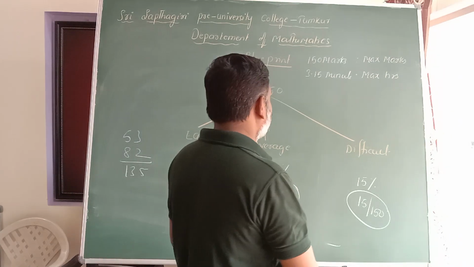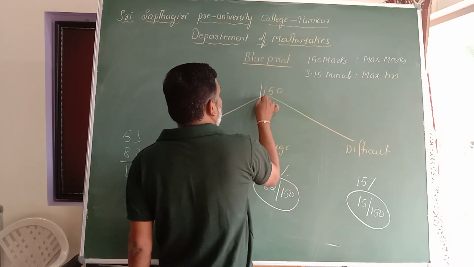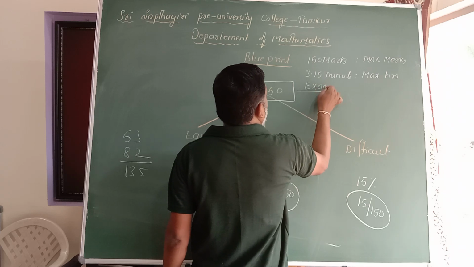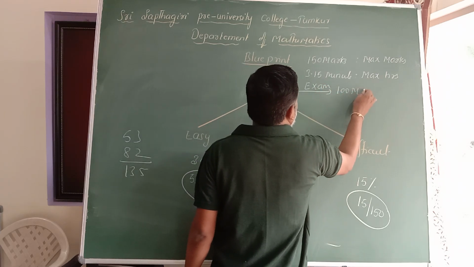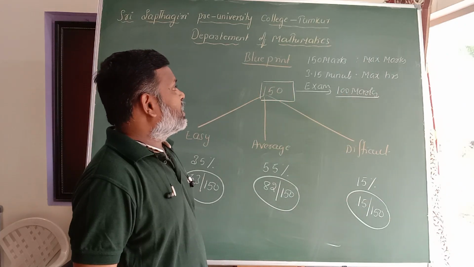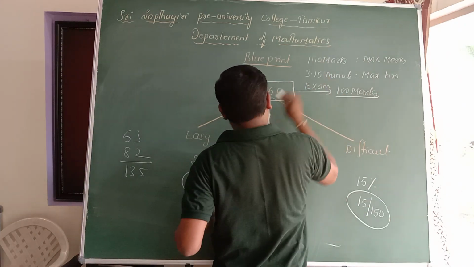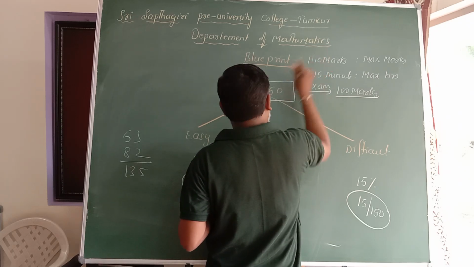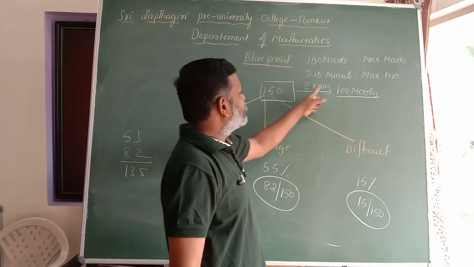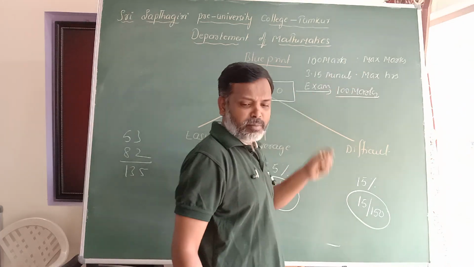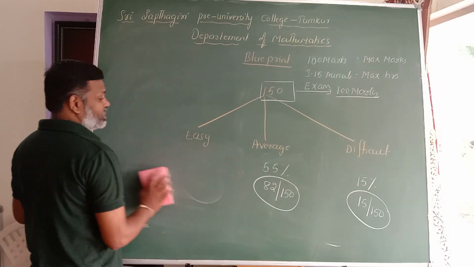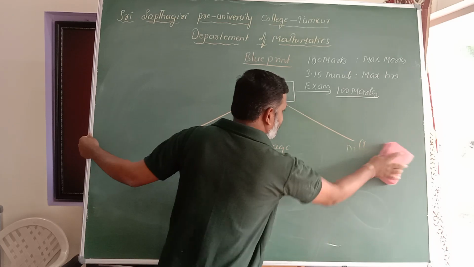But the very important thing is, even though the question paper is 150 marks, in an examination you have to attend only 100 marks. The question paper is set for 150, so 100 marks is the maximum, and you have to do that. The types of questions will be easy, average and difficult.